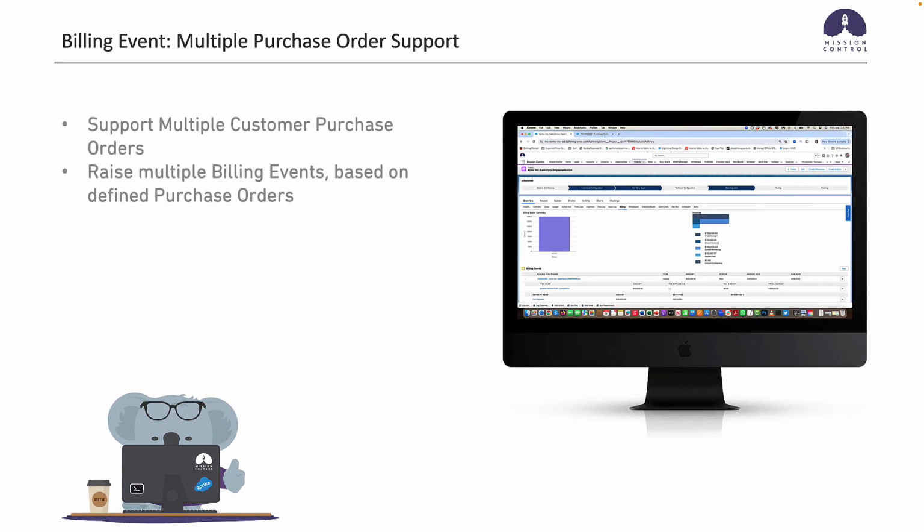So billing events. Previously you were able to specify a purchase order on the project, and any billing event raised would reference that purchase order. Obviously, we have customers who have large ongoing projects with their clients, and their clients can often issue multiple purchase orders. So you've now got the ability to support multiple customer purchase orders based on associating the milestones and actions to those, and the expenses to those purchase orders.